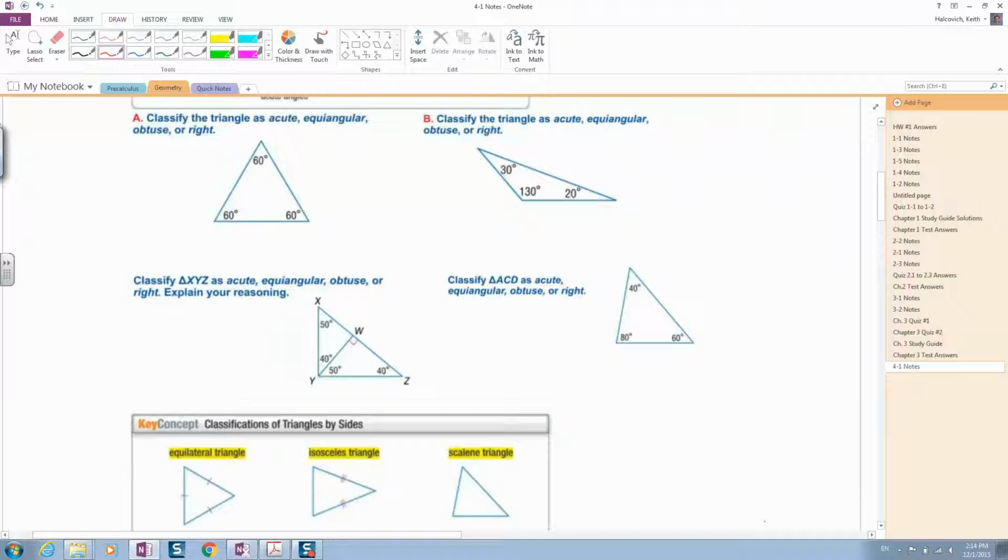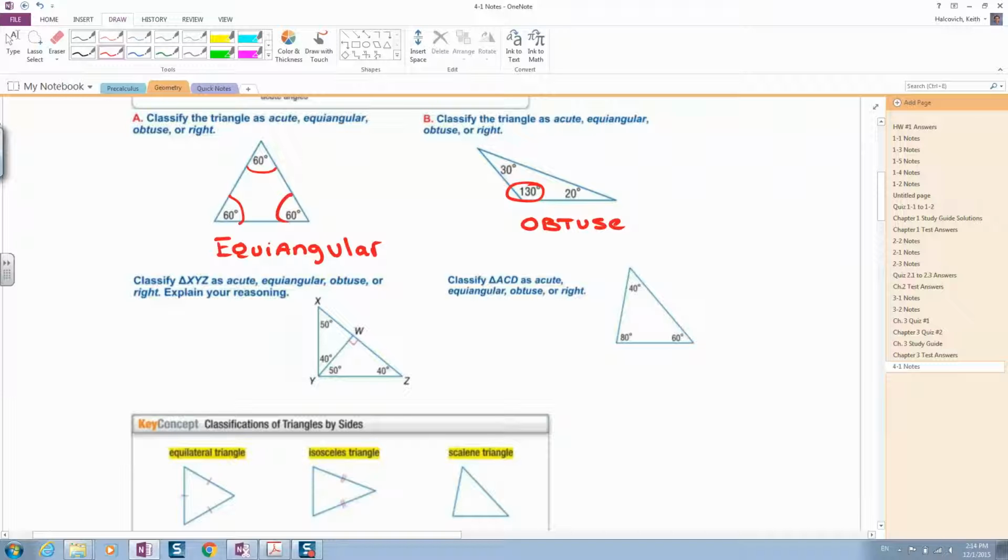All right, so the first question says to classify the triangle as acute, equiangular, obtuse, or right. Notice all three angles are the same. They're all 60 degrees. So this is an equiangular triangle. This one here, notice you have one obtuse angle, so it's an obtuse triangle.